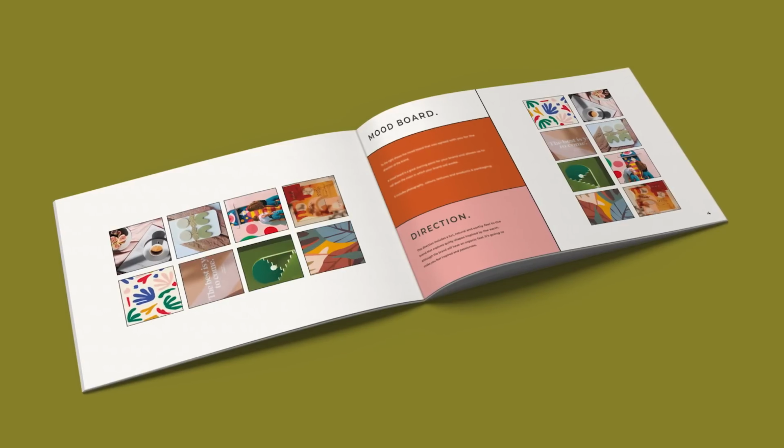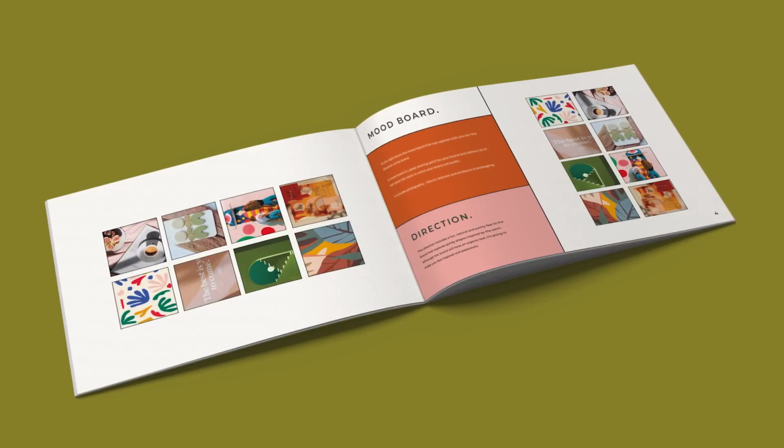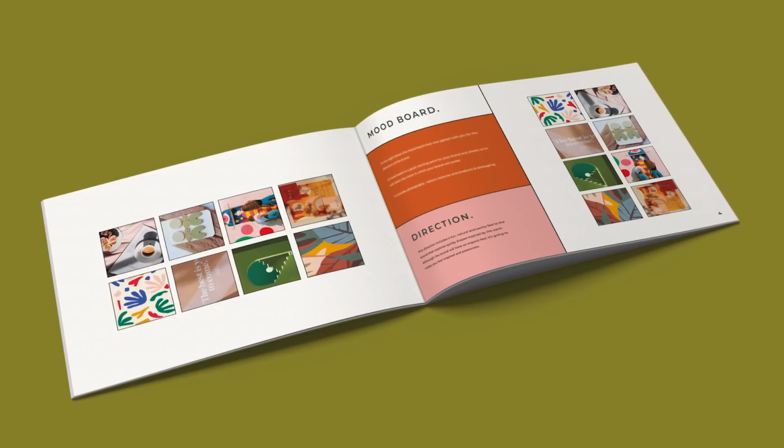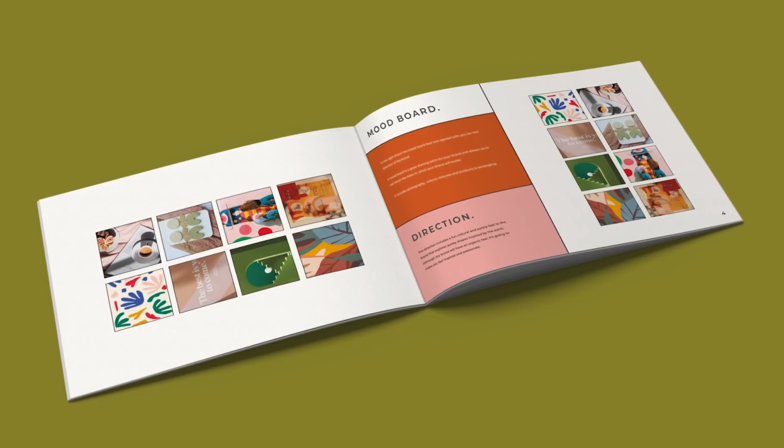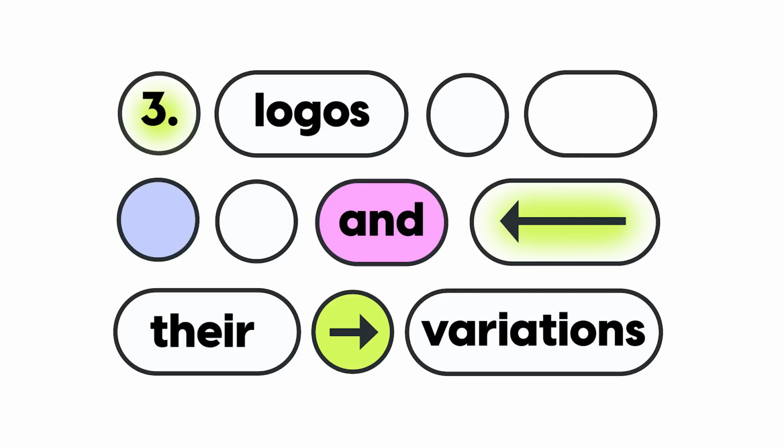2. Mood board and direction. The direction and mood board would have been agreed previously with you and your client, but it's really good to include this stage as a reminder of the direction of the brand identity and where the original inspiration was gathered from.